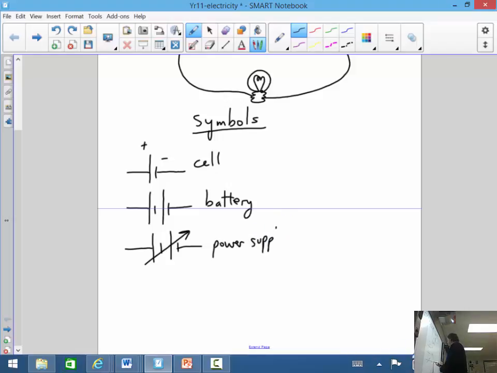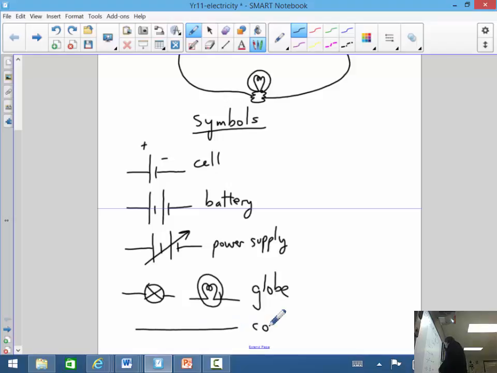And typical globe diagrams would be something like that, with a circle and a cross in the middle of it. Sometimes they used to draw them like this, with a circle going around as a globe, but that's your globe or a bowl. All right? And a simple wire would be like as a conductor. It would be a line. So that would indicate a conductor, which actually conducts electricity.